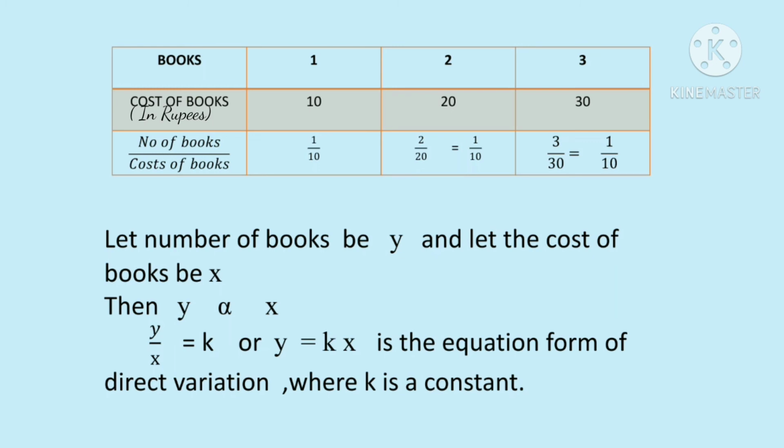Now let us replace these quantities by variables. Let the number of books be y and let the cost of books be x. Here, then, we have the relation y varies directly as x. We will replace the proportionality sign with equality and we get y upon x is equal to k, or y is equal to k into x. This is the equation form of direct variation where k is a constant.